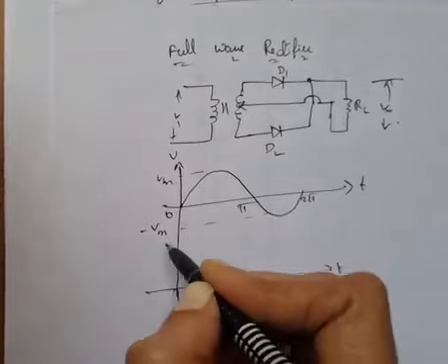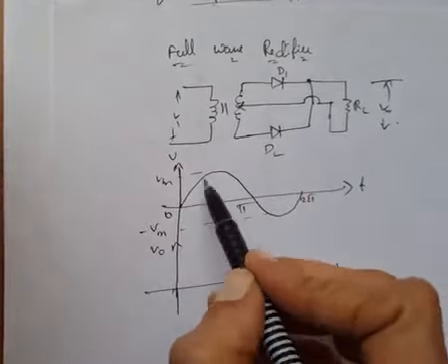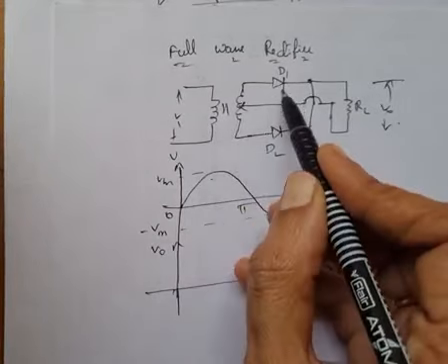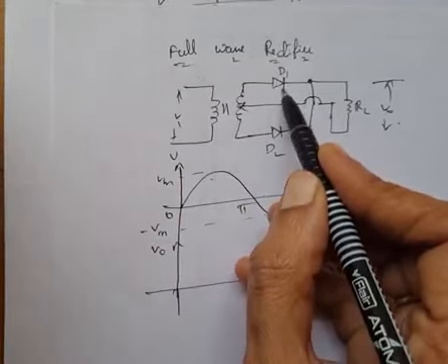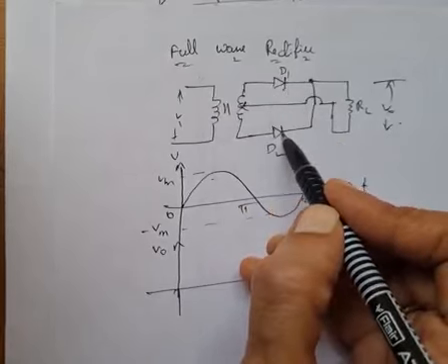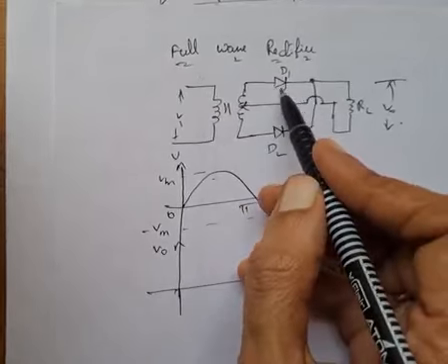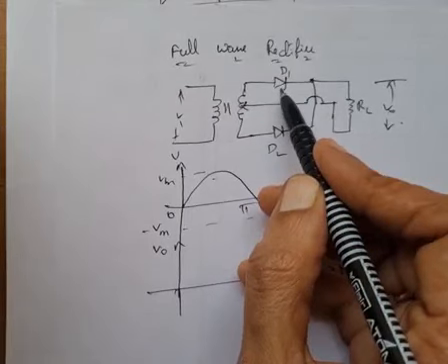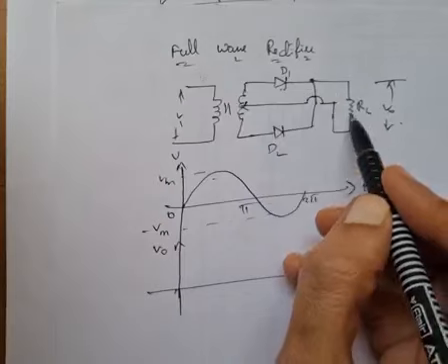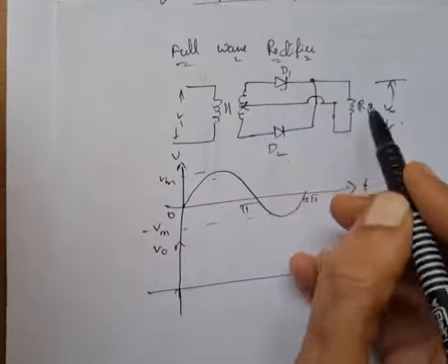We will check. During the positive half cycle of the signal, diode D1 conducts. Diode D1 becomes positive, and in that same case diode D2 does not conduct. So current flows through D1, and the voltage drop across RL is equal to the input voltage.